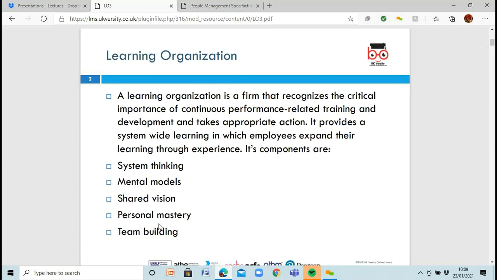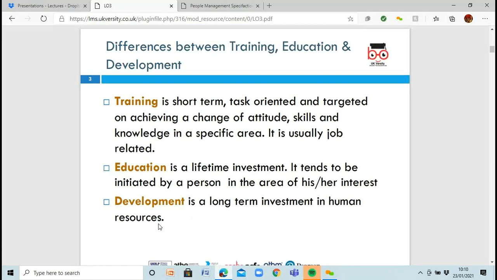So within the learning organization, it has a firm belief and it recognizes the critical importance of continuous performance related training and development. You'll know this as CPD, continuous professional development. So this is where you're taking the appropriate action to make sure that you're continually improving your own performance and you're developing within your work. The components of this are system thinking, mental models, shared vision, personal mastery, and team building.